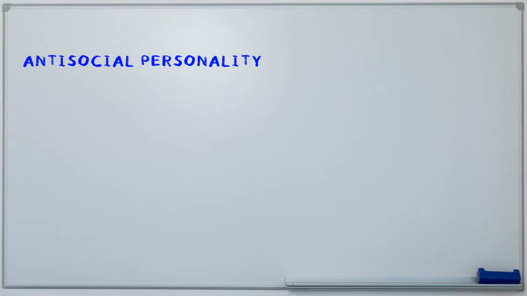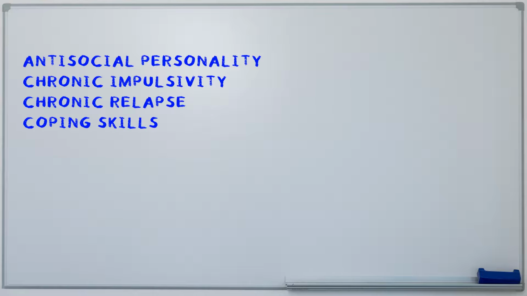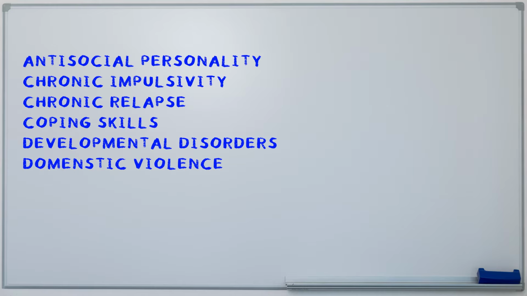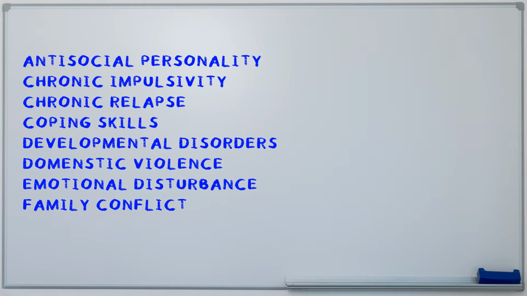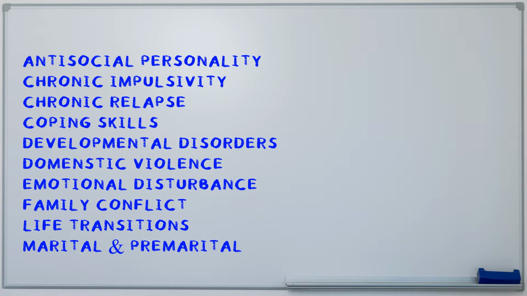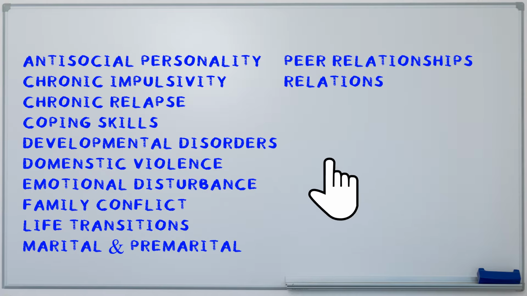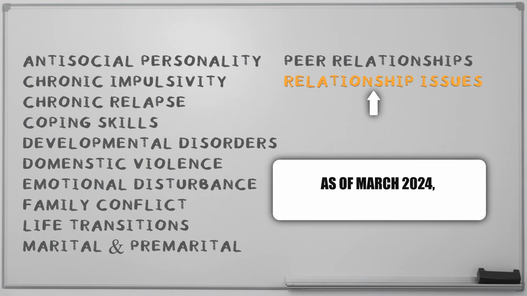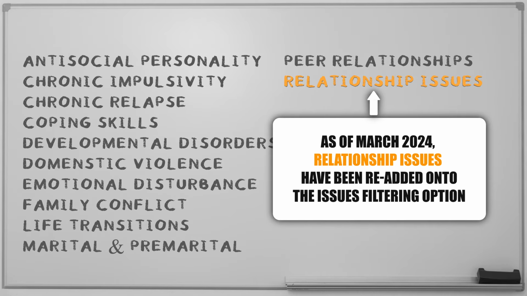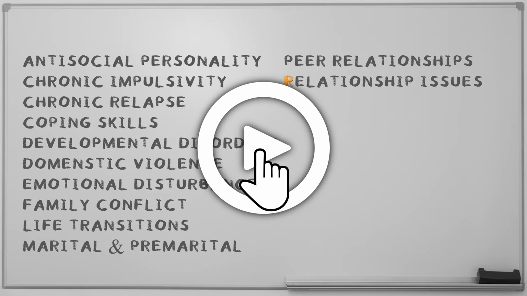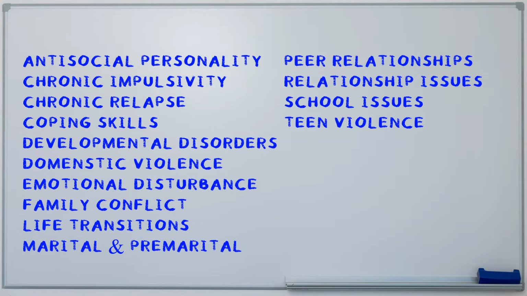These issues that are not shown for clients to choose from within the issues filtering options include antisocial personality, chronic impulsivity, chronic relapse, coping skills, developmental disorders, domestic violence, emotional disturbance, family conflict, life transitions, marital and premarital, peer relationships, relationship issues, school issues, and teen violence. Now, personally, I'm not quite sure why these specific 14 issues are not shown for clients to select from.